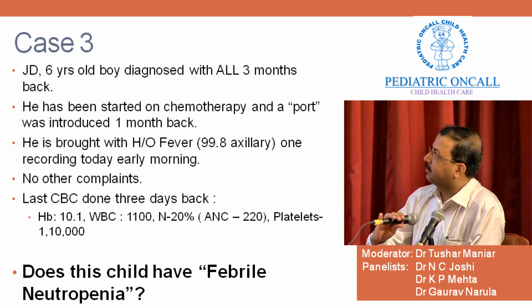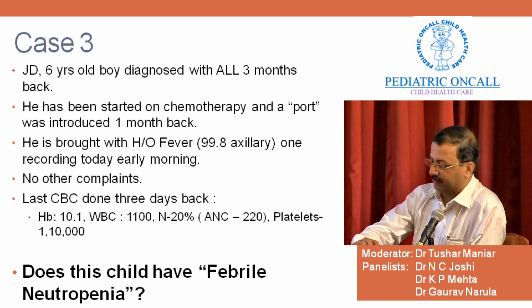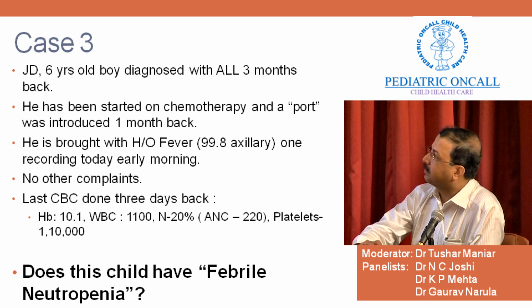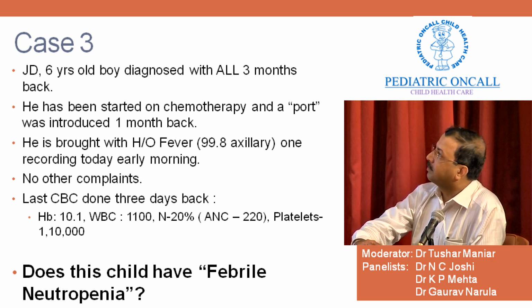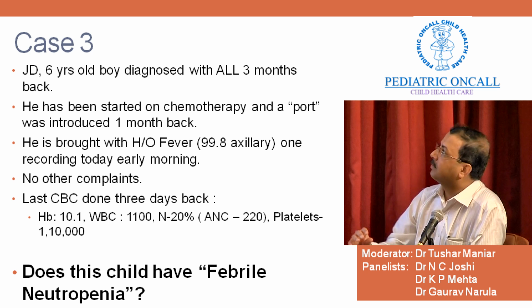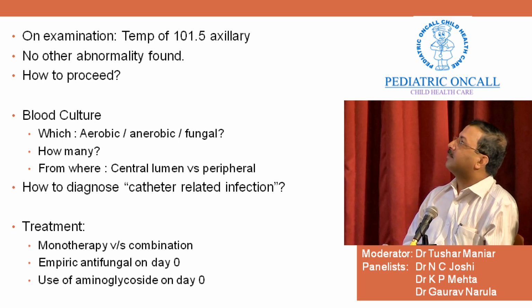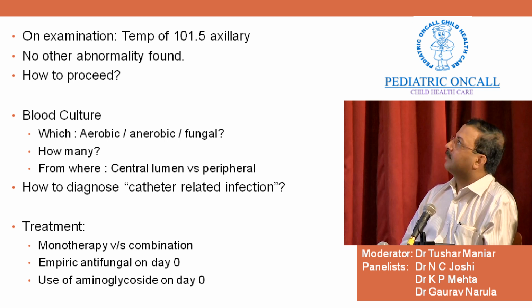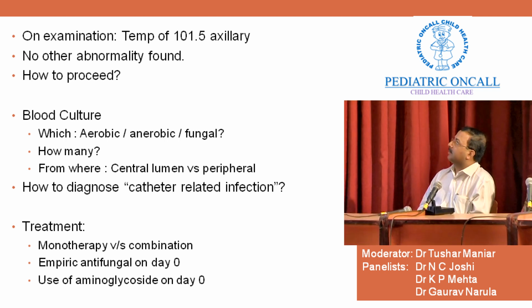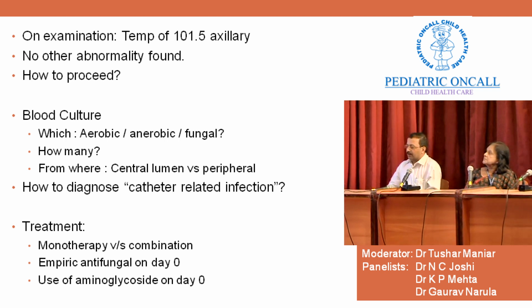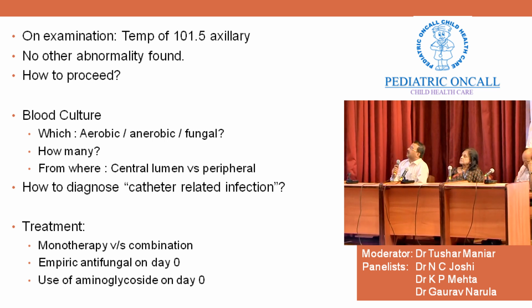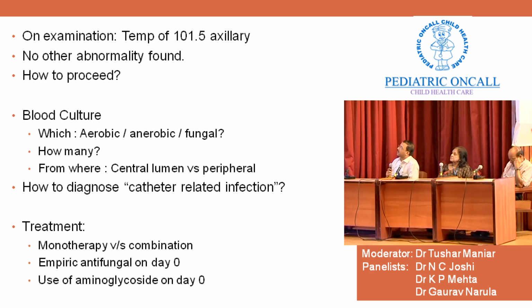So that's what I wanted you to tell us, that it's not necessary to stick to the definition. If you find a sick child with neutropenia who is on chemotherapy, then you need to consider it as febrile neutropenia. On examination, this dilemma was solved because unfortunately child had 101.5 degrees when he landed with us. No other abnormalities were found. So Dr. Narula, how should we proceed now? This child with febrile neutropenia, what investigations we should send, and then we'll come to the treatment part.